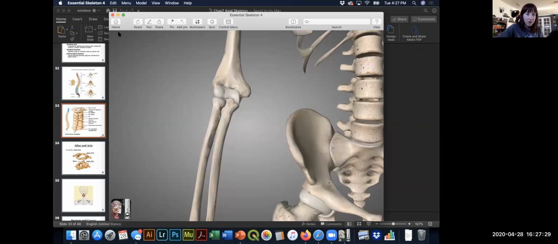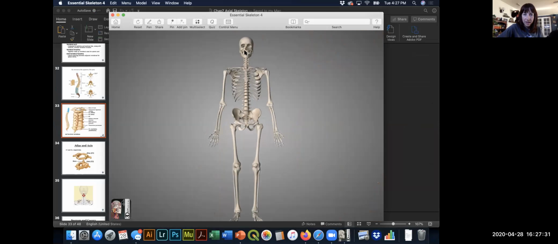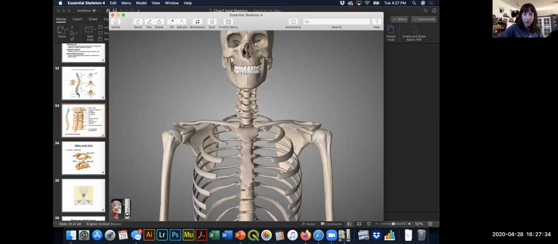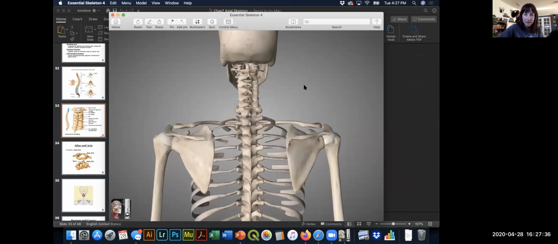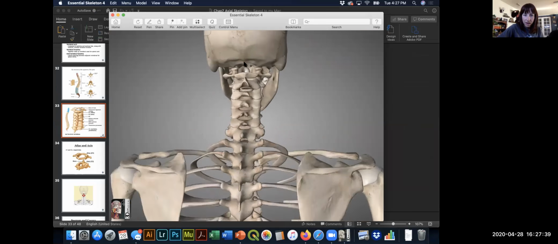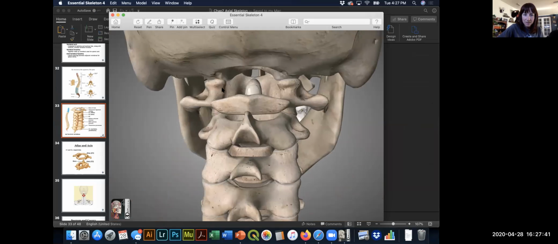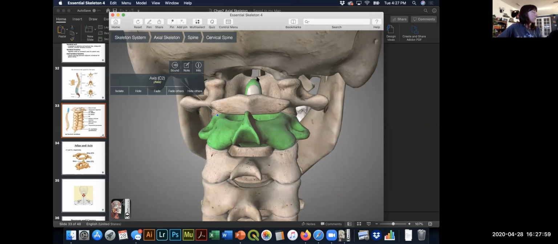So if we were to take a look at this guy's atlas and axis, you can see how the atlas, these facets, are where the skull sits on directly, right? And the dens of the axis coming up through the atlas is connected to the skull via soft tissue here, but allows you to move your head in a no motion, okay? So this is like a negatory, okay?